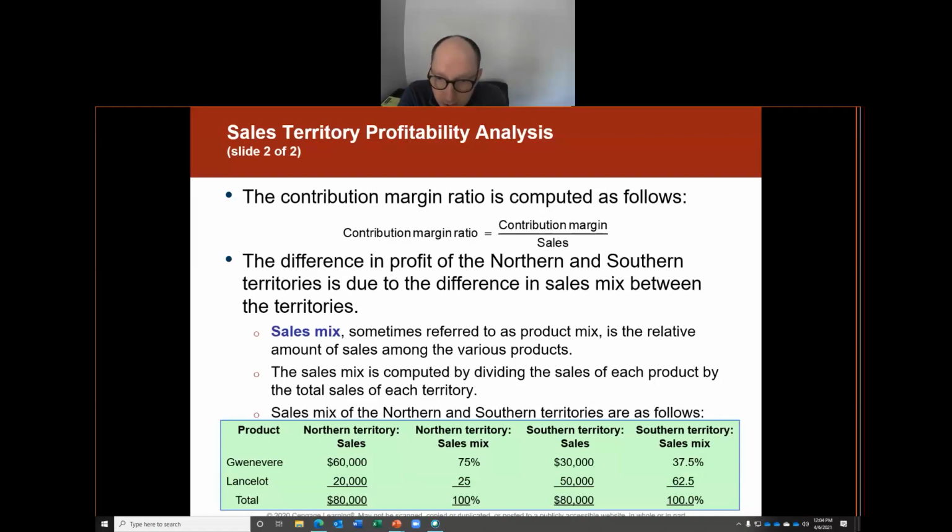In business, we have something called a sales mix. This refers to the different types of products that we sell relative to the territories. We can calculate the percentage of sales mix for each territory by dividing sales of each product by the total sales in each territory. And that provides us with what's called a territory sales mix. Basically, it tells us how much of a product we are selling in each region.